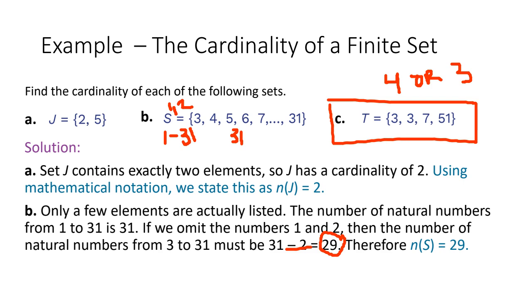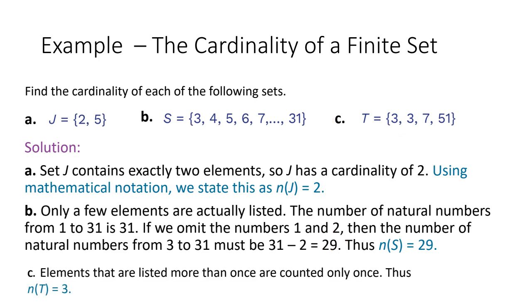When you have numbers that are repeated, we only count them once. So here, to find the cardinality, we're only considering this as 1 number. So then we have 2 numbers with the 7 and 3 numbers with a 51. So the cardinality of T is going to be 3. If you see a number that's repeated, we only count it once.